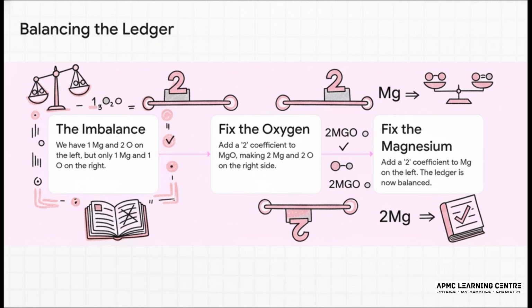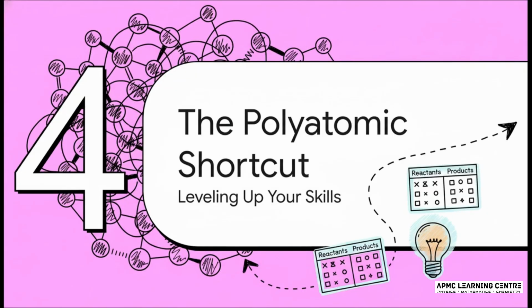But uh-oh, now our magnesium is off. No problem at all. We just hop back to the left side and put a 2 in front of the Mg. And just like that, the ledger is perfectly balanced. 2 of everything on both sides. See? It's a puzzle.